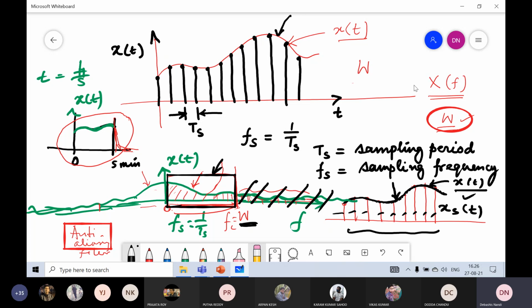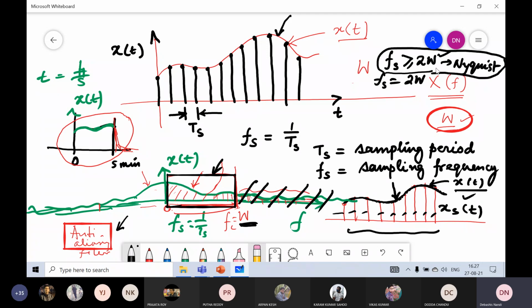And you know our sampling frequency should be greater than or equal to twice W for faithful reconstruction, where Fs equal to twice W is called the Nyquist rate, and Fs greater than or equal to twice W is called the Nyquist criterion. Now I can satisfy this inequality if and only if W is finite, and this low pass filter is making the bandwidth of the signal finite without much distortion of the signal in the time domain. Therefore, this is called the anti-aliasing filter. Unless you satisfy this condition, it is not possible to satisfy the Nyquist criterion.